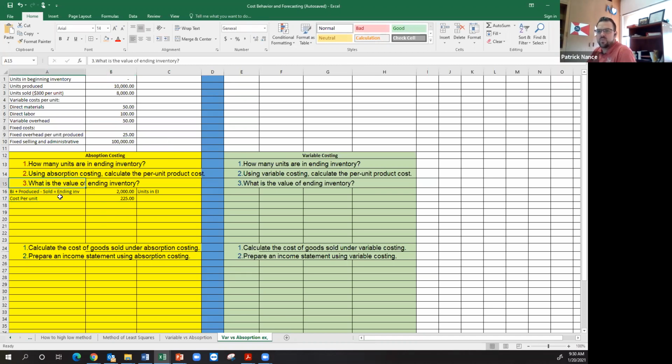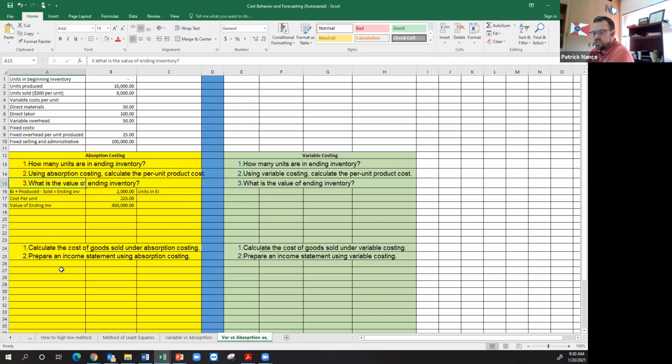So then my third question is, what's the value of ending inventory? Well, we just figured out that we had 2,000 units. We figured out that the cost is $225 each. So I can just take 2,000 times 225 to get the value of my ending inventory. In this case, it would be $450,000 for the value of my ending inventory. There's the answer to number 3.